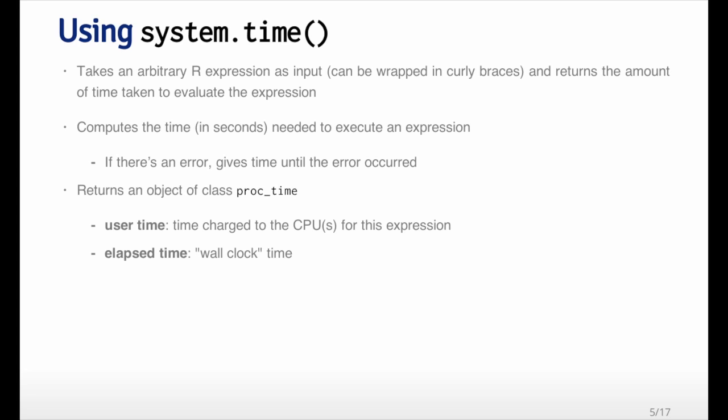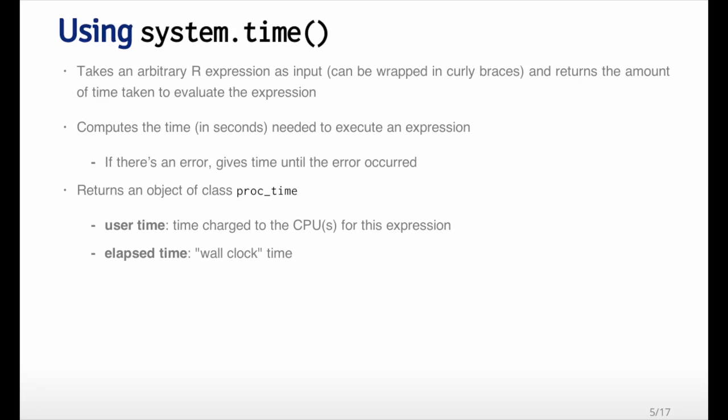The first is called the user time, and this is the amount of time that's charged to the CPU or CPUs for running this expression. So this is the kind of time that the computer experiences, roughly speaking. The elapsed time is sometimes called the wall clock time, and this is the amount of time that you experience. Even though you're the user, you're not the user time. You experience the elapsed time.